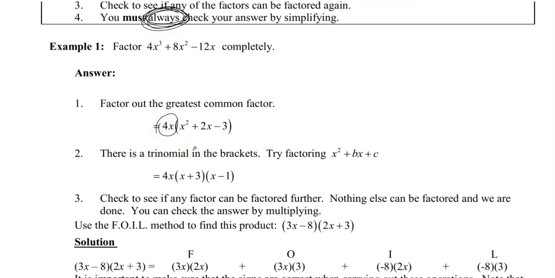Then we put down a set of brackets, and we look at each term. 4x times what gives me 4x cubed? We don't need a number here, 1 will work, and to get x cubed, we go x times x squared. Another way to think about it is, what's 4x cubed divided by 4x? The 4's cancel out, and x cubed divided by x is x squared.